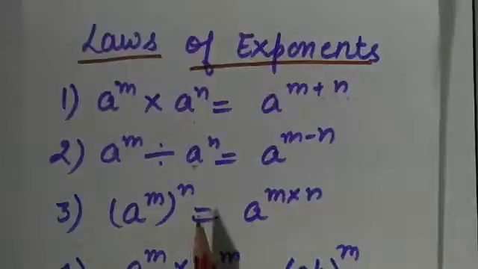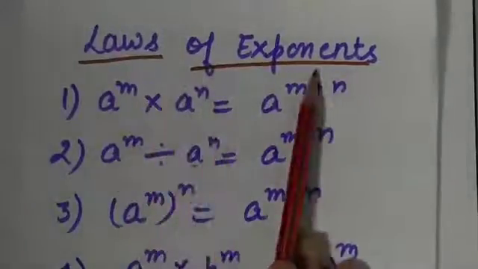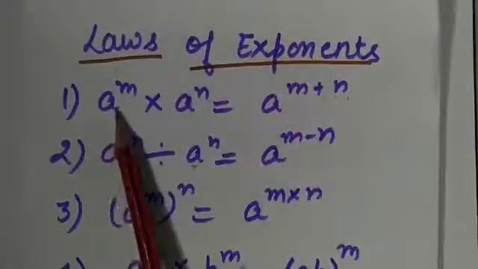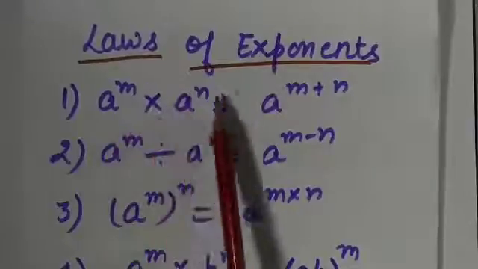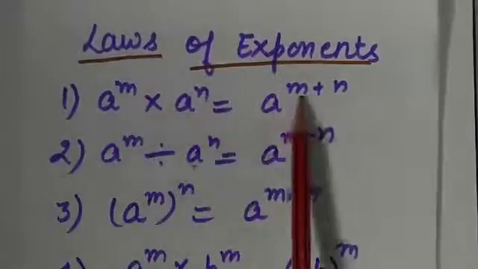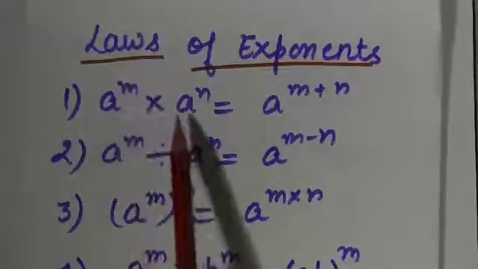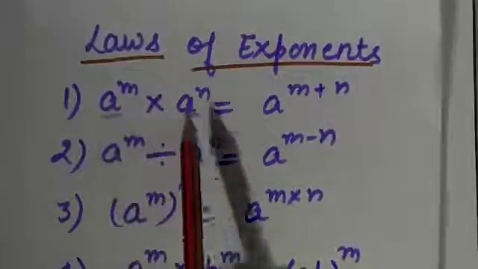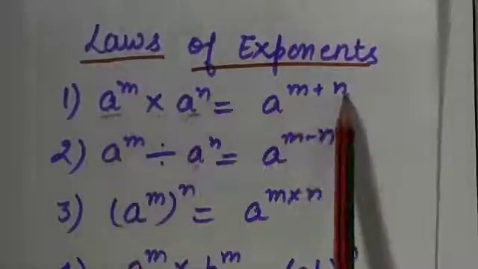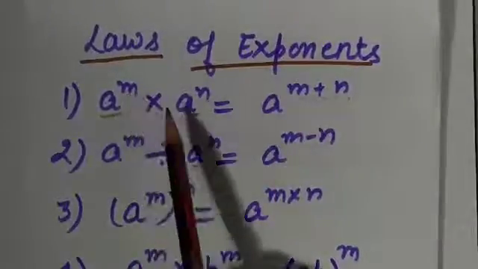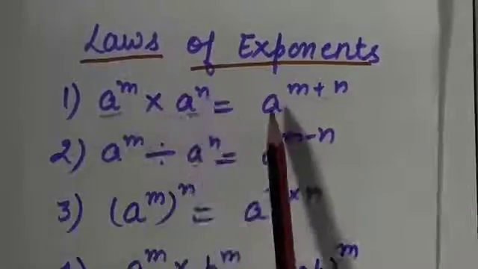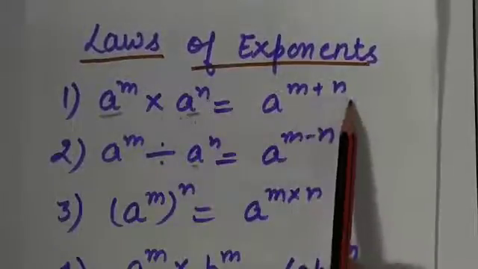In the previous lecture, we have learned about laws of exponents. So the first one is a raised to the power m into a raised to the power n is equal to a raised to the power m plus n. It means if you are multiplying two exponential numbers having the same base, then the powers get added. So this is a^m into a^n is equal to a^(m+n).